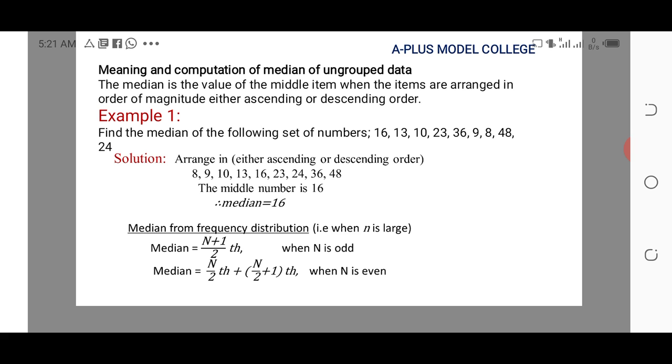So whenever the number of data given to you to analyze, n, is odd, then the median is the (n plus 1) over 2 term, the term that falls on that. And if n is even, the median is the n over 2 term plus the (n over 2 plus 1) term. That is when the number of terms or the number of data given is even. I will explain how these formulas are used in the next slide.